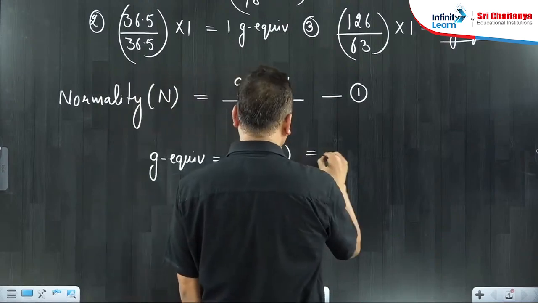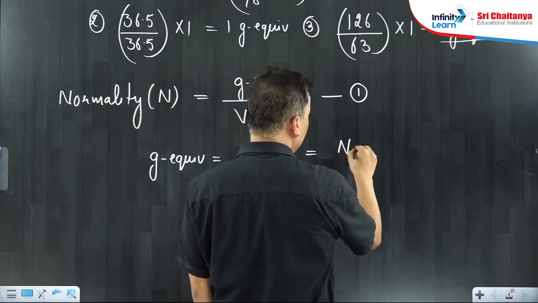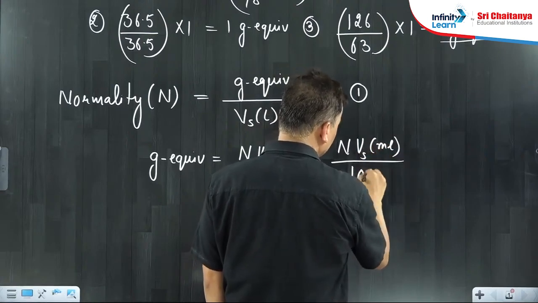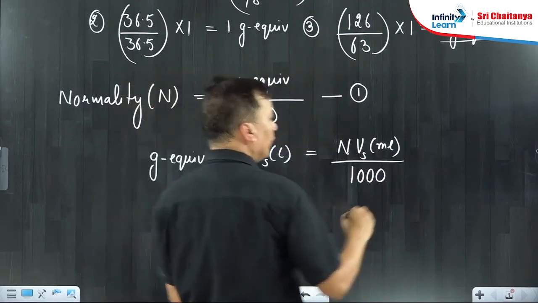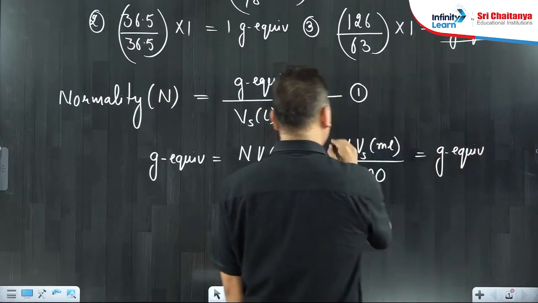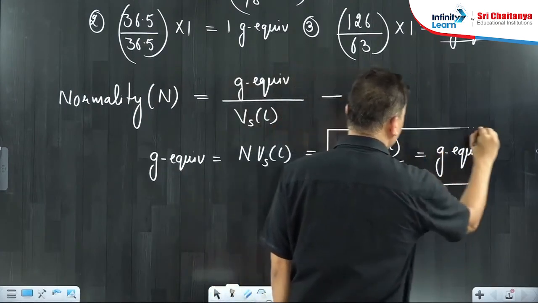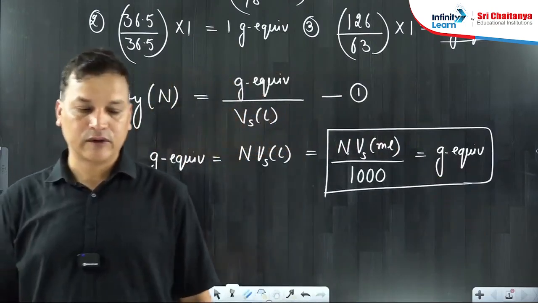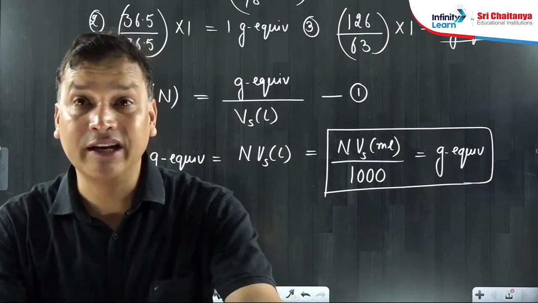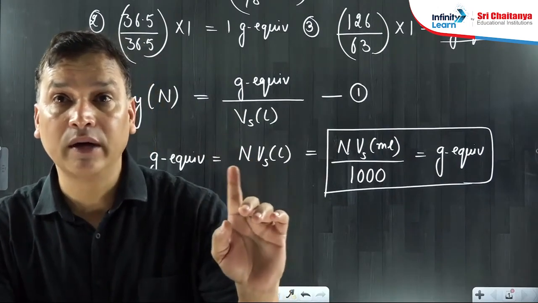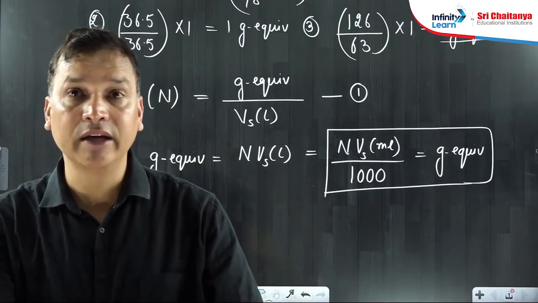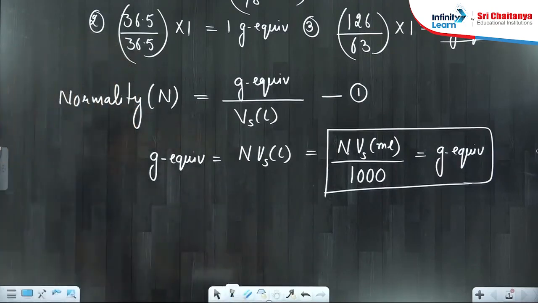So dear student, that is equal to the normality of the solution into the volume of solution in milliliters divided by 1000. That is the number of gram equivalents. Dear student, if you have to find the number of moles, it is molarity into volume of solution in liters. And if we have to find the number of gram equivalents, that is normality into volume of solution in liters. Is that clear?